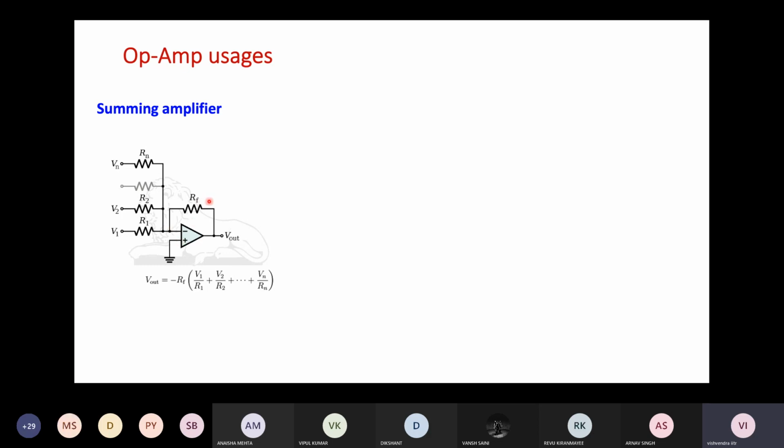But if we need to make a non-inverting amplifier, in that case, we can apply the inputs to the positive terminal. Because what is happening is that the currents, because of various voltages, are getting summed up, and flowing through this feedback resistor RF. So that's why V out is equal to minus RF times (V1 by R1 plus V2 by R2 up to Vn by Rn). If we remember those three rules, then all this is just KCL and KVL.